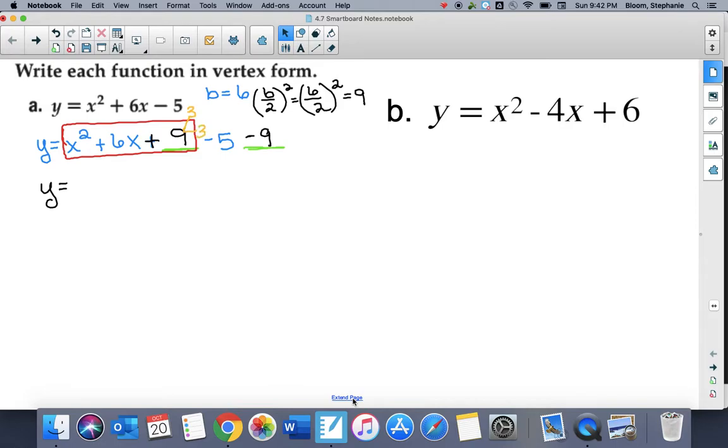And that would be 3. And then 2 that are the same to multiply to give me x squared is just x and x. So when I write this in factored form, that would be x plus 3 times x plus 3, which is the same thing as x plus 3 squared. And then I'm going to combine my constants, and that's minus 14. Okay, so that is completing the square.